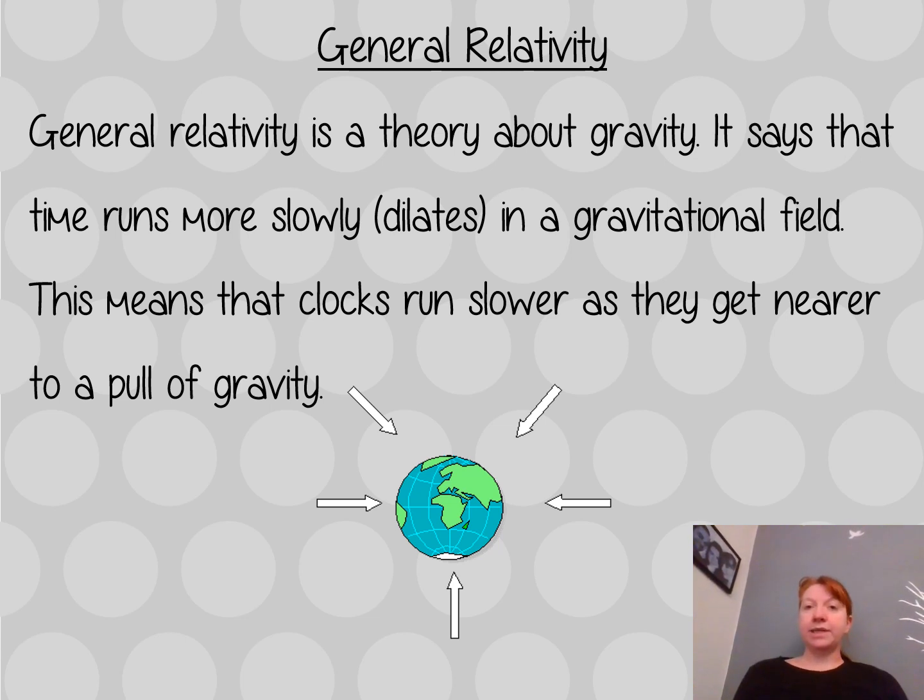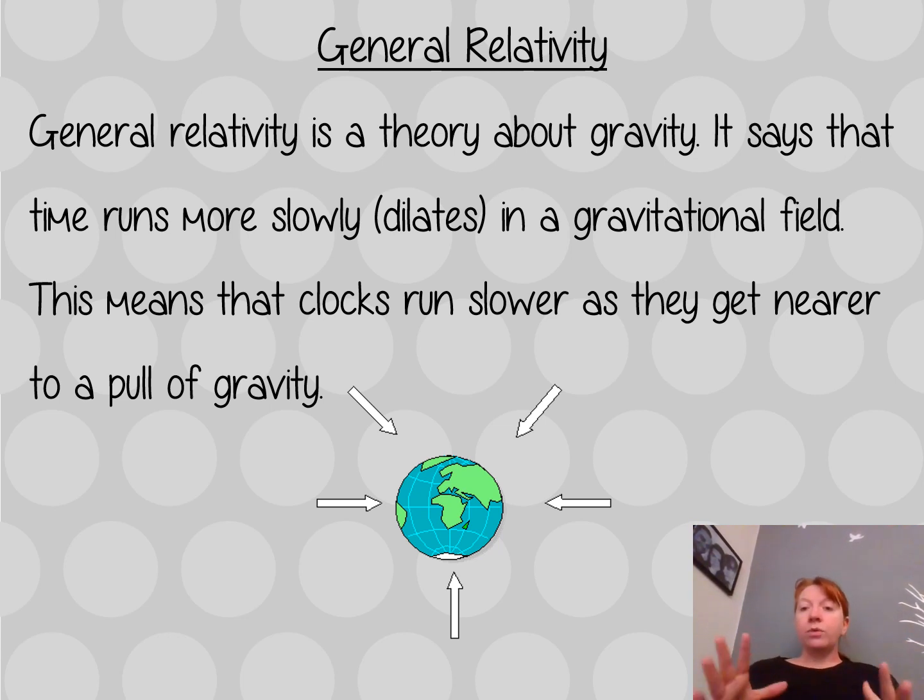Okay, general relativity is about gravity. And general relativity is kind of the important one because it's the one that affects lots of things. So it says that time runs more slowly, which is called dilates, in a gravitational field. And this just means that clocks get slower, the ticking of the clock will get slower, time passes more slowly when they get nearer to a pull of gravity.